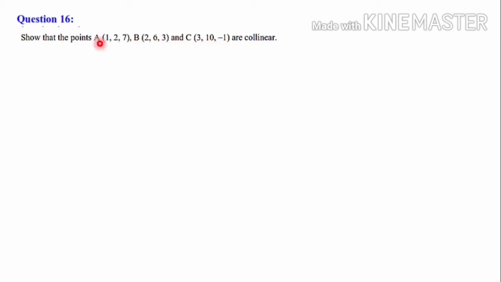For that, first of all we have to write vector AB, then vector BC, then vector AC or CA. Then we have to calculate the magnitude of vector AB, then the magnitude of vector BC, then the magnitude of vector AC or CA. Then we have to prove that the magnitude of AB plus the magnitude of BC is equal to the magnitude of AC. If that statement is true, then we can say that A, B and C are collinear. So this question you will do as homework.